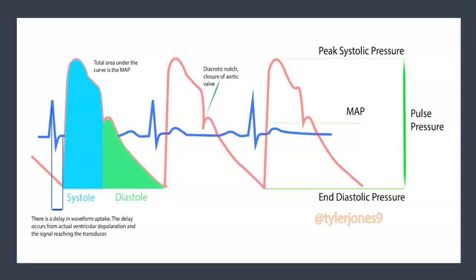Okay, and this is just another slide that I thought highlighted it really well. We have our MAP here. The dicrotic notch is the closure of the aortic valve. And then the total area under the curve is our MAP. So we've got systole and then diastole. And then this is our heart rate right here. And then this is the blood pressure, arterial pressure.